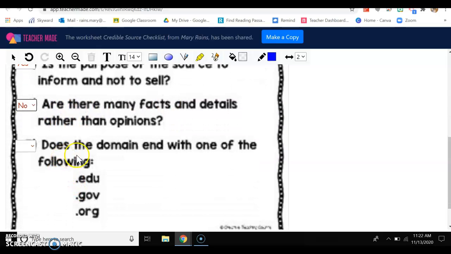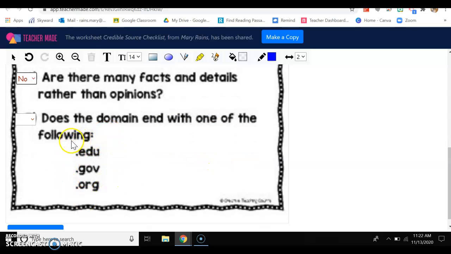And then the last one is, does the domain end with one of the following? Here are three different endings. So instead of a .com, you would have an .edu, .gov, or .org, and essentially that's the internet's way of telling you that these have been approved and are very credible sources. Because .edu is education, .gov is government, .org is organization. So it's coming not just from an individual source, but from institutions.